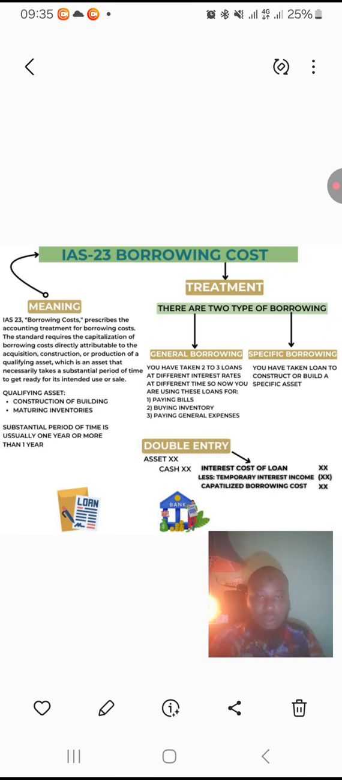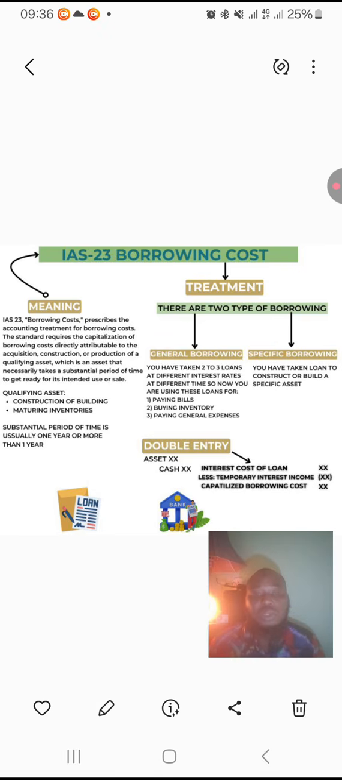So today we're going to be looking at IAS 23, which is on borrowing costs. When we talk about IAS 23, we're talking about the cost of financing projects, in which we try as much as possible to distinguish between the principal sum and the interest payable on the money being borrowed.